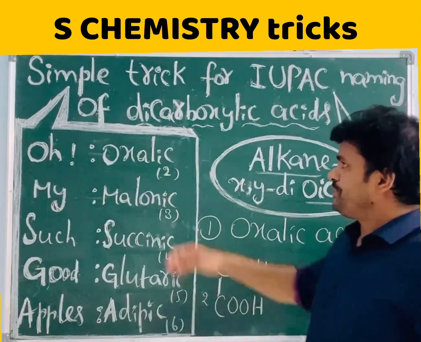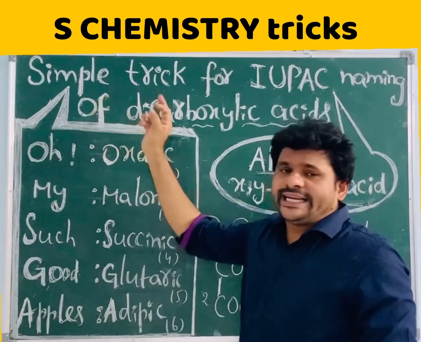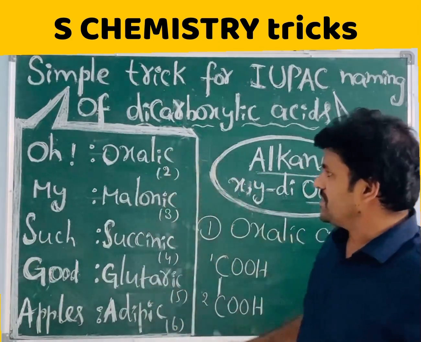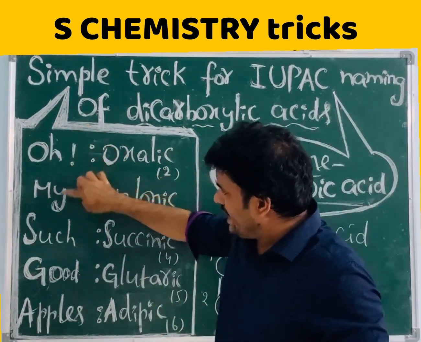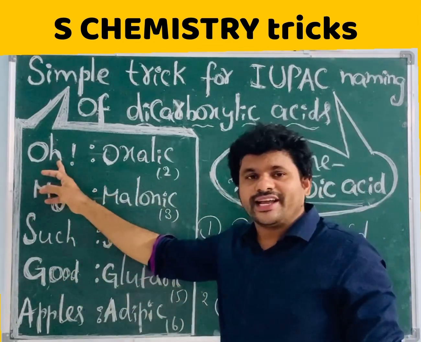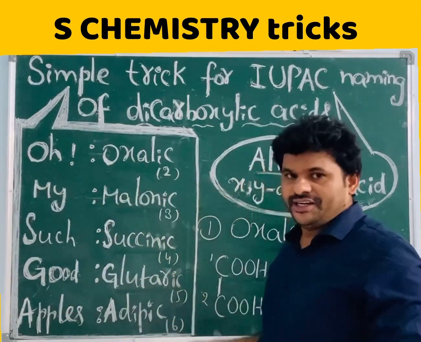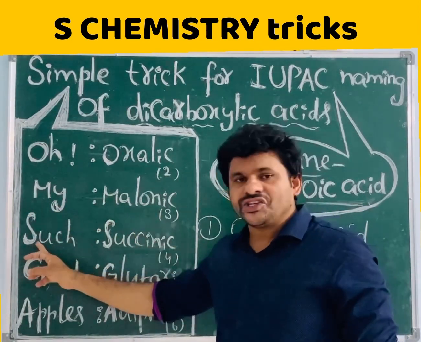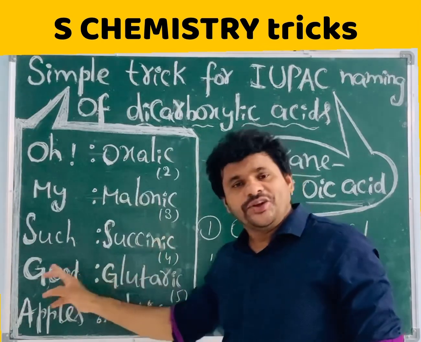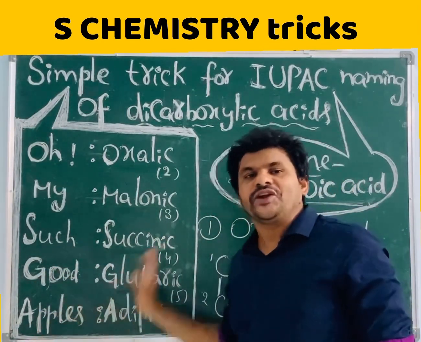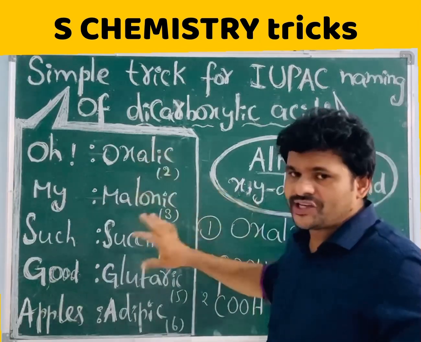Now students, our simple trick for these 5 types of dicarboxylic acids is "O my such good apples." So students, here O indicates oxalic acid. Next, my indicates malonic acid, such indicates succinic acid, good indicates glutaric acid, apples indicates adipic acid. So this is our simple trick students.